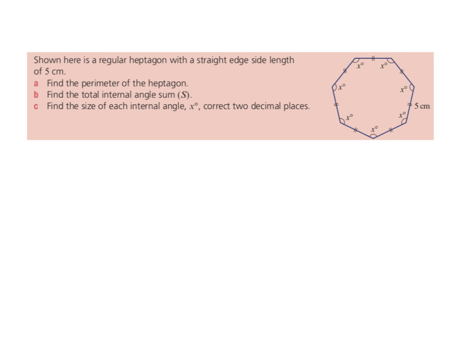So, shown here is a regular heptagon. So, heptagon, 1, 2, 3, 4, 5, 6, 7. So, I might just write up above n equals 7. So all of 5 centimeters length, and then it says find the perimeter. So the perimeter is all the sides added up. So I have 7 sides of 5. 35. Yeah, 35 centimeters.